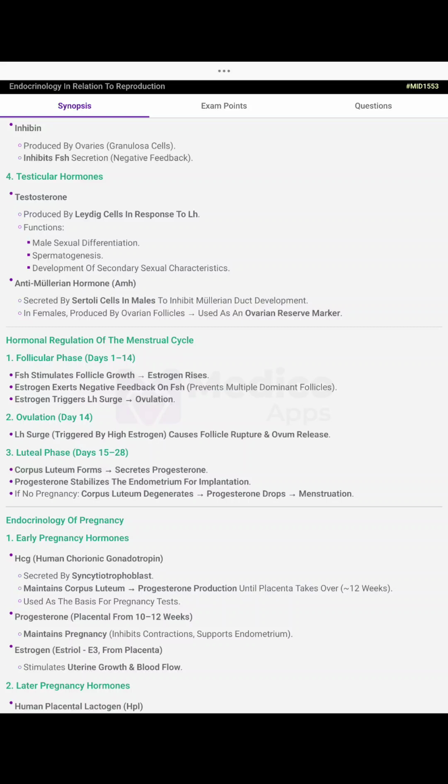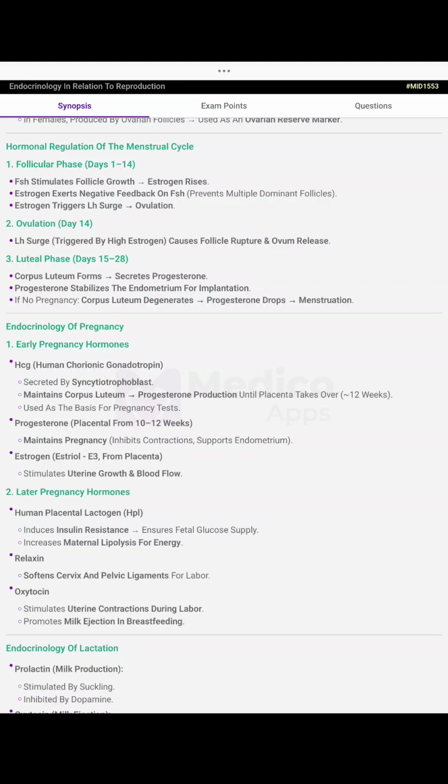Hormonal regulation of the menstrual cycle. Follicular phase, day 1 to 14: FSH stimulates follicle growth, and estrogen rises. Estrogen exerts negative feedback on FSH, preventing multiple dominant follicles. Estrogen then triggers the LH surge and ovulation.